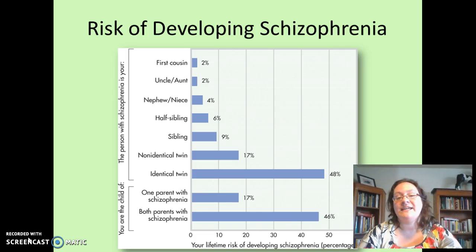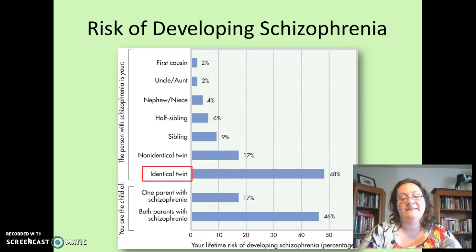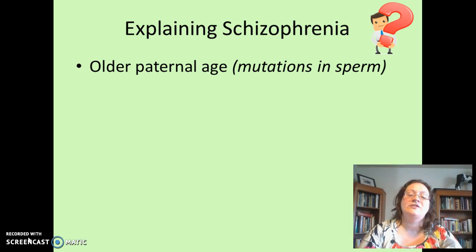But the important thing is that it's not 100%. So we don't see this being 98% or 100% at all. It's only 48%. So we know that there's other factors underlying the risk of developing schizophrenia. It's not just genetics. So how do we explain schizophrenia then? If we know it's not just genetics, even though it has a strong genetic component, how do we explain it?